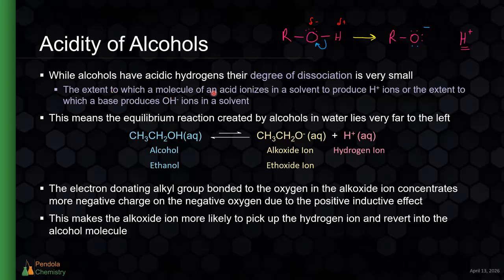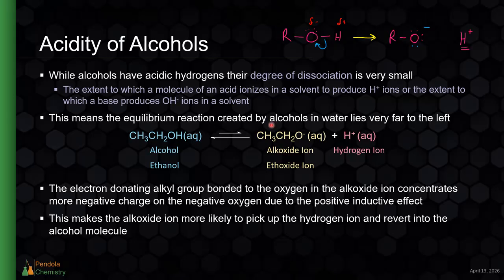The extent to which the molecule ionizes in a solvent is going to be very, very far to the left, and therefore not very strong. So whenever this alcohol does lose a hydrogen, we will get what we call the alkoxide ion, which is the ion of an alcohol after it loses its hydrogen, and a hydrogen ion.